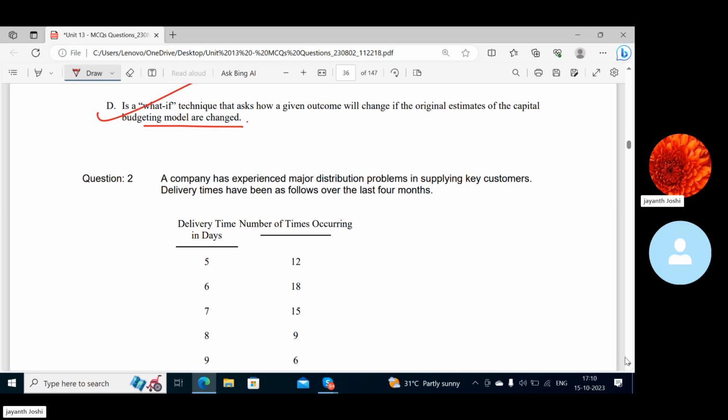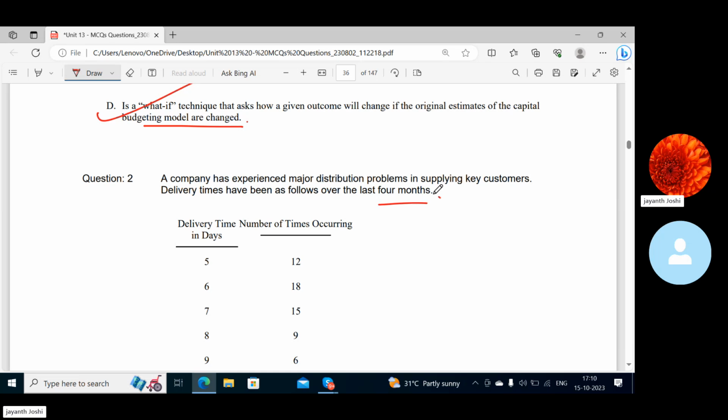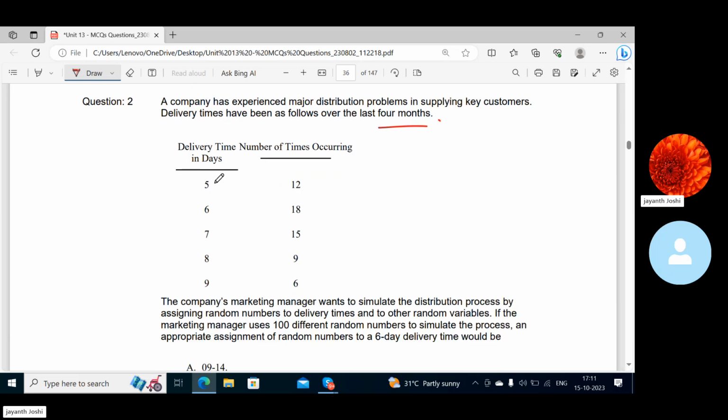A company has experienced major distribution problems in supplying key customers. Delivery times have been as follows over the last 4 months. This particular concept you will not see much mention of in Hawk, so you have to understand it here itself. Delivery time in days: 5, 6, 7, 8, 9, and the number of times occurring.